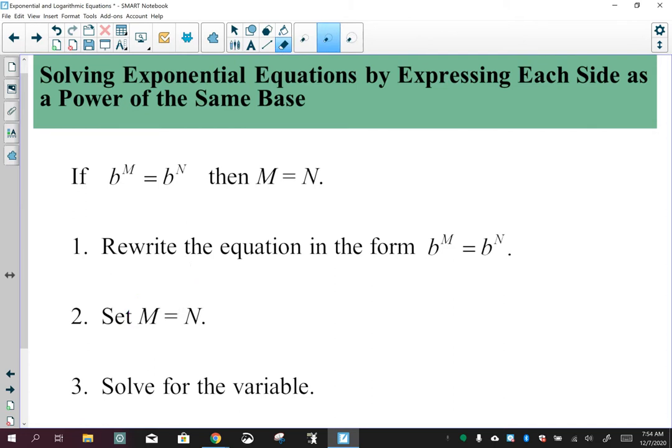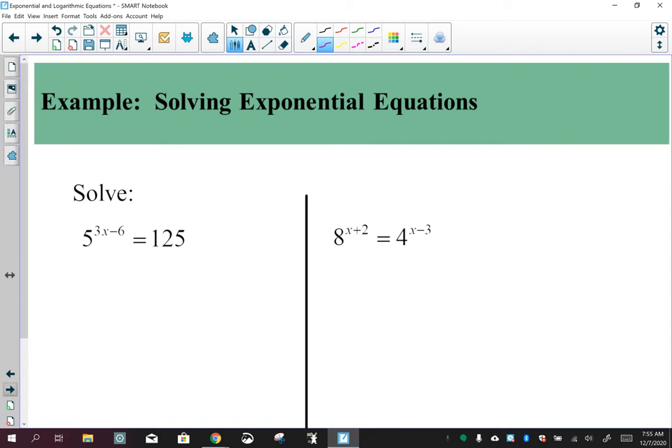So the key thing here is whatever problems they give you, you have to put them into the same base. Now, if for some reason you can't do that, in a few minutes we're going to learn a different way of doing it. But for this part, we're going to be able to write these exponents into the same base. So let's take a look at this. We have two examples here.